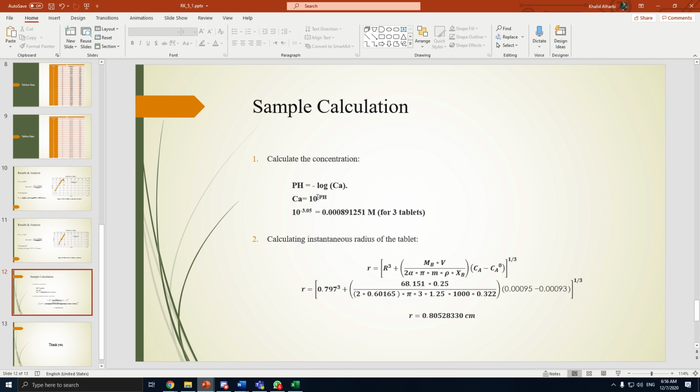The sample calculation is very easy, using the definition of pH to find the value of concentration of A, then use the concentration to find the instantaneous radius.